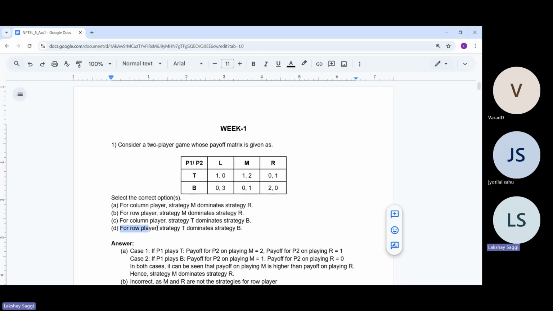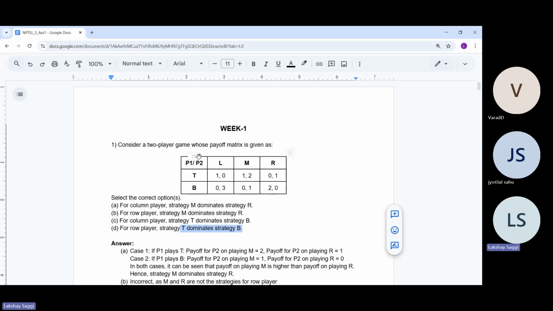Now coming to the D option, it says that for the row player, strategy T dominates strategy B. For the row player, we have the strategies T and B, and now we have to figure out whether strategy T dominates strategy B or not. Does anyone want to answer this in chat? Okay, so Varad is saying that strategy T indeed dominates strategy B.